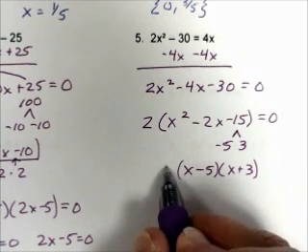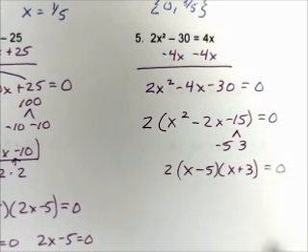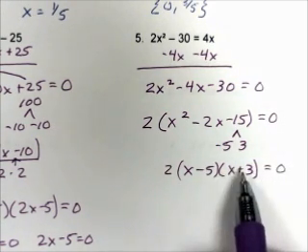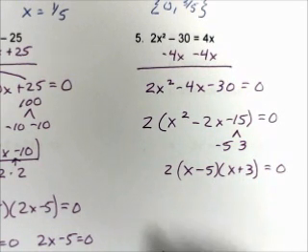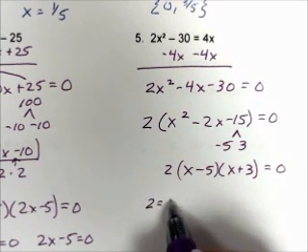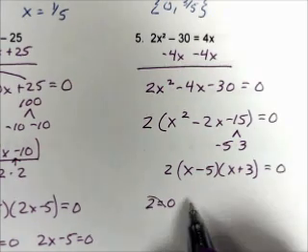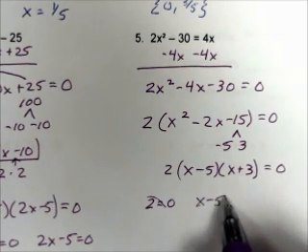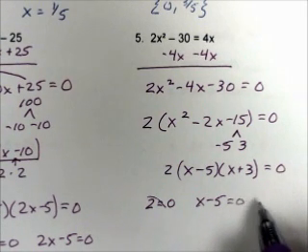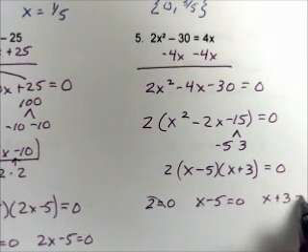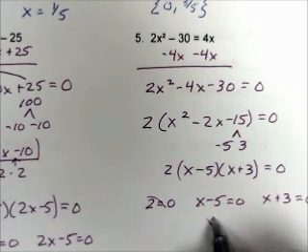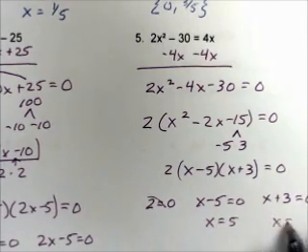Bring down the GCF of 2 equals 0. So we have 3 factors here, 2, x minus 5, and x plus 3. We set each one equal to 0. But 2 equals 0, that's not a true statement. So let's just cross that off. So x equals 5 and x equals -3.